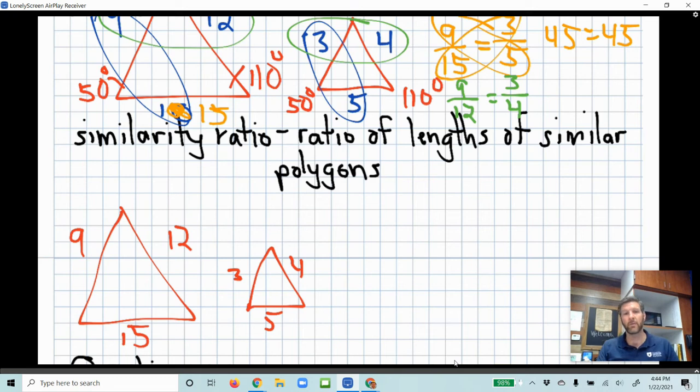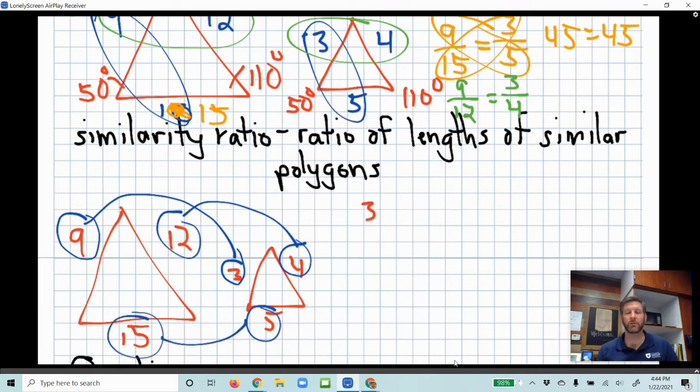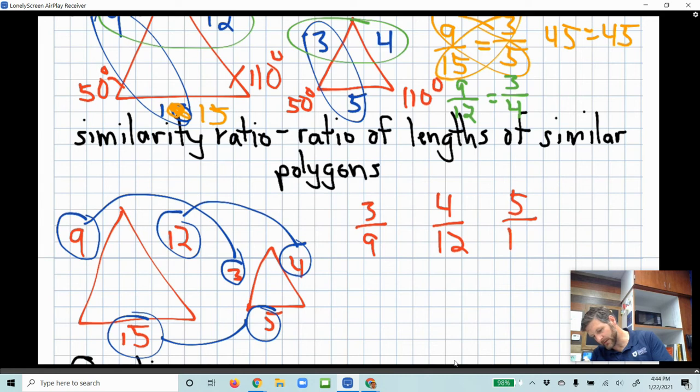What's the similarity ratio? Well, basically, you simply want to compare the sides. So you'd compare the corresponding sides. So for example, I'd want to compare this 3 to 9, the 4 to the 12, 5 to the 15. And if they're similar, I should get the exact same ratio. So you've got 3 to 9, you've got 4 to 12, and you've got 5 to 15. Okay, well, all three of those reduce to 1/3.